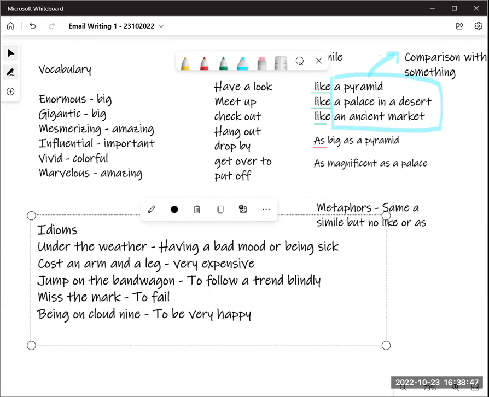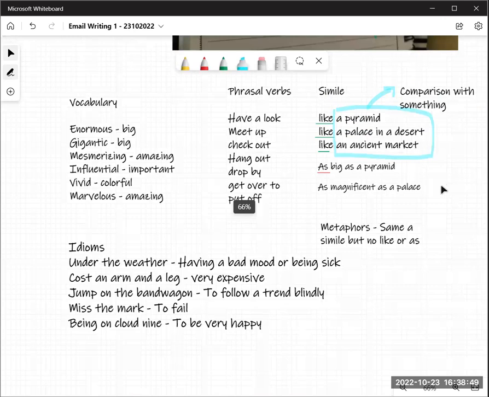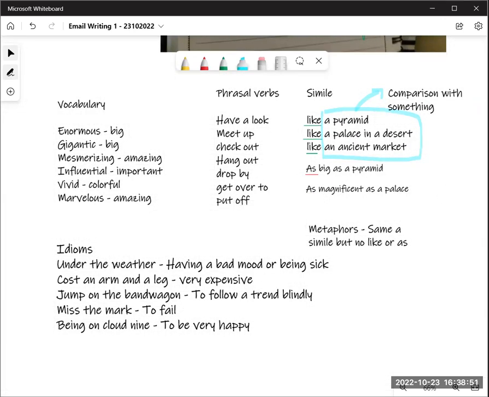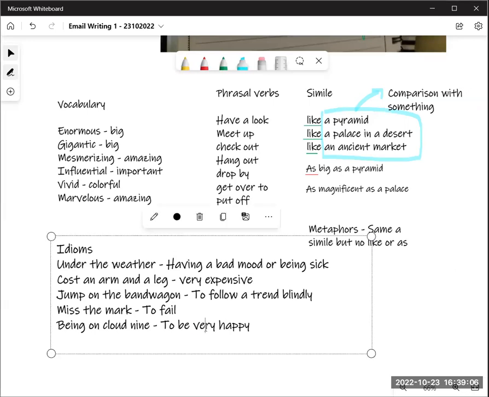Niranjana? Wait, being on cloud 9 means like you're dead and then... No, okay. Cloud 9 means to, let's say, be very happy. Okay? Very, very, very happy. Let's say to be extremely happy. That's it.